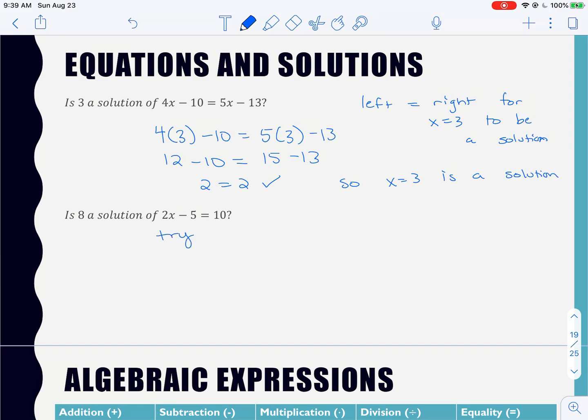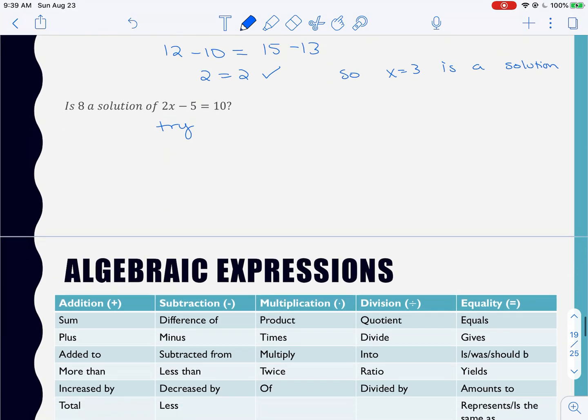So you guys can go ahead and try, is 8 a solution? And you can check your work against the finished notes.